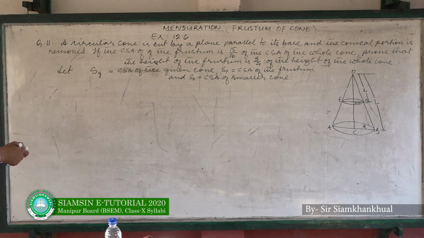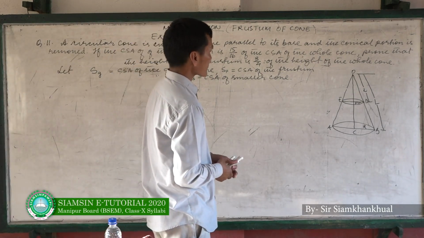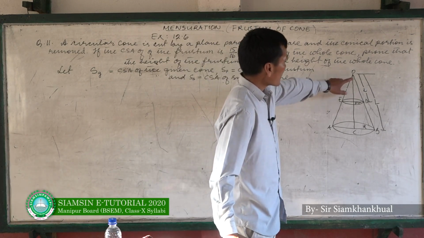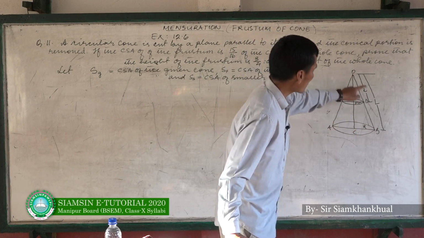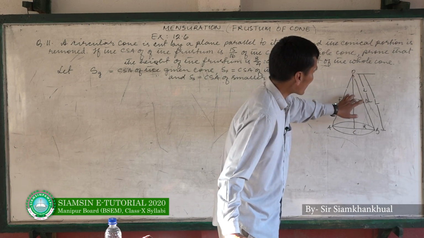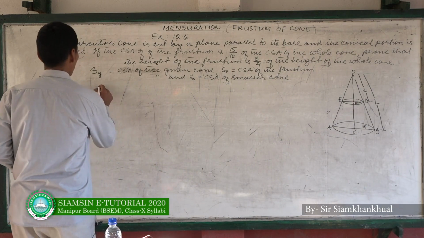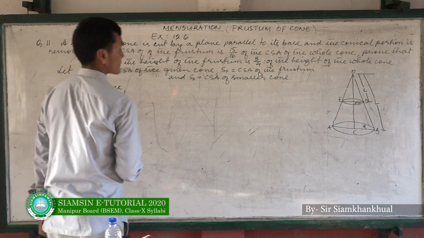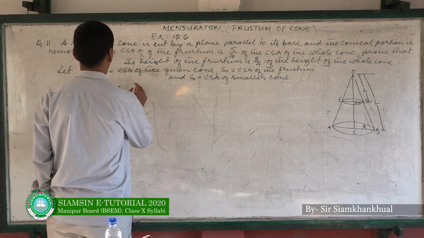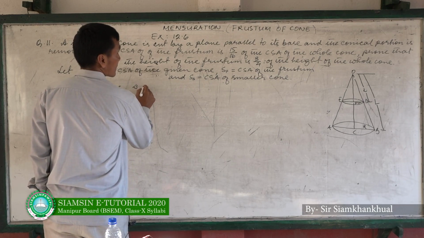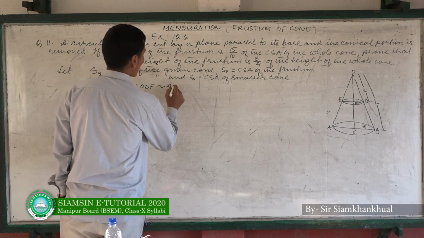Draw the perpendicular. Triangle OBC is a right triangle, and triangle ODF is also a right triangle. The two right triangles are similar. Since triangle ODF is similar to triangle OBC.